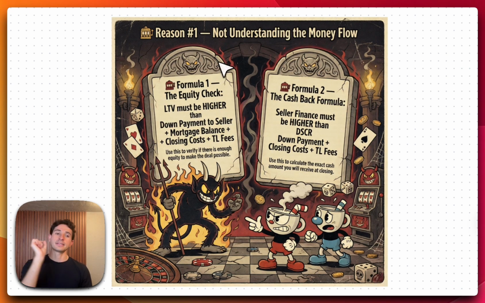Now, the second formula that I want to show you, let's say that formula works. Okay, perfect. Based on the terms that you're negotiating with the seller finance terms, use this formula, the cashback formula. What is the formula? Seller finance must be higher than DSCR down payment plus closing costs and transactional lending fees. Use this to calculate the exact cash amount you will receive at closing.